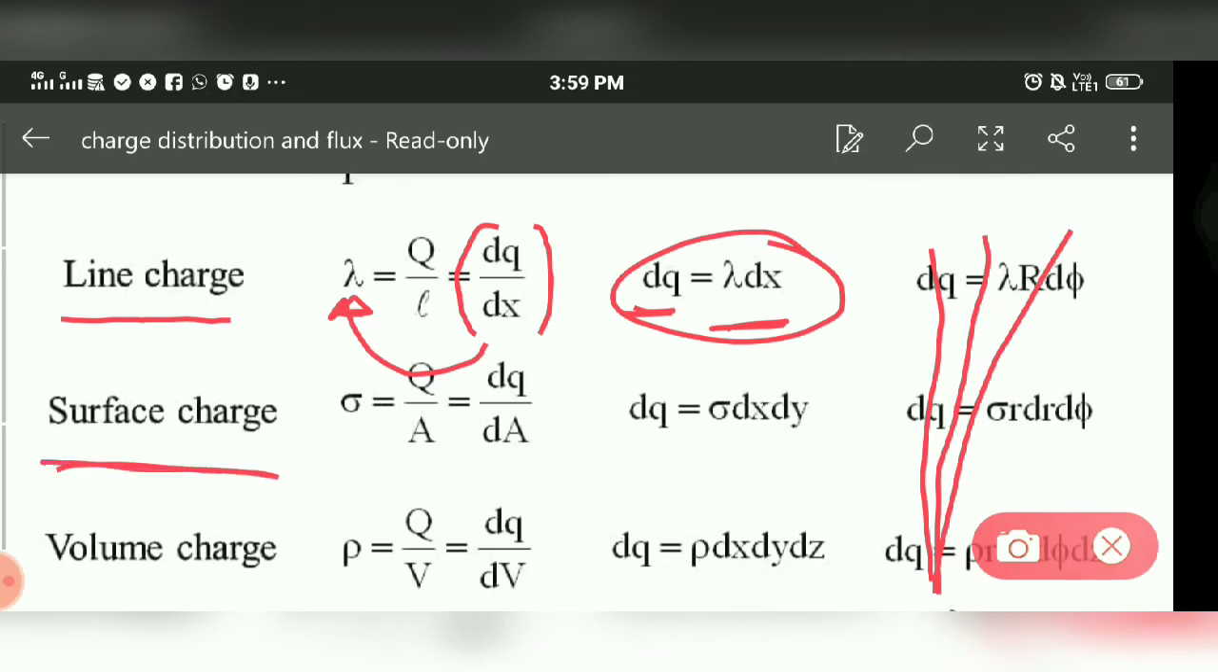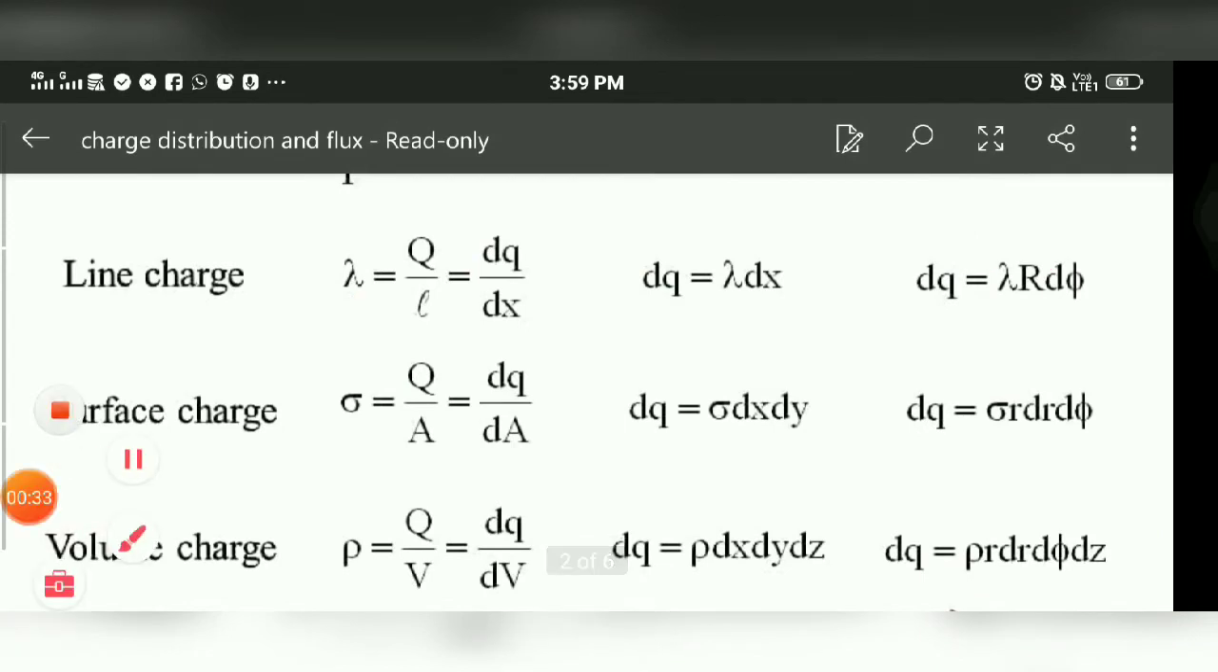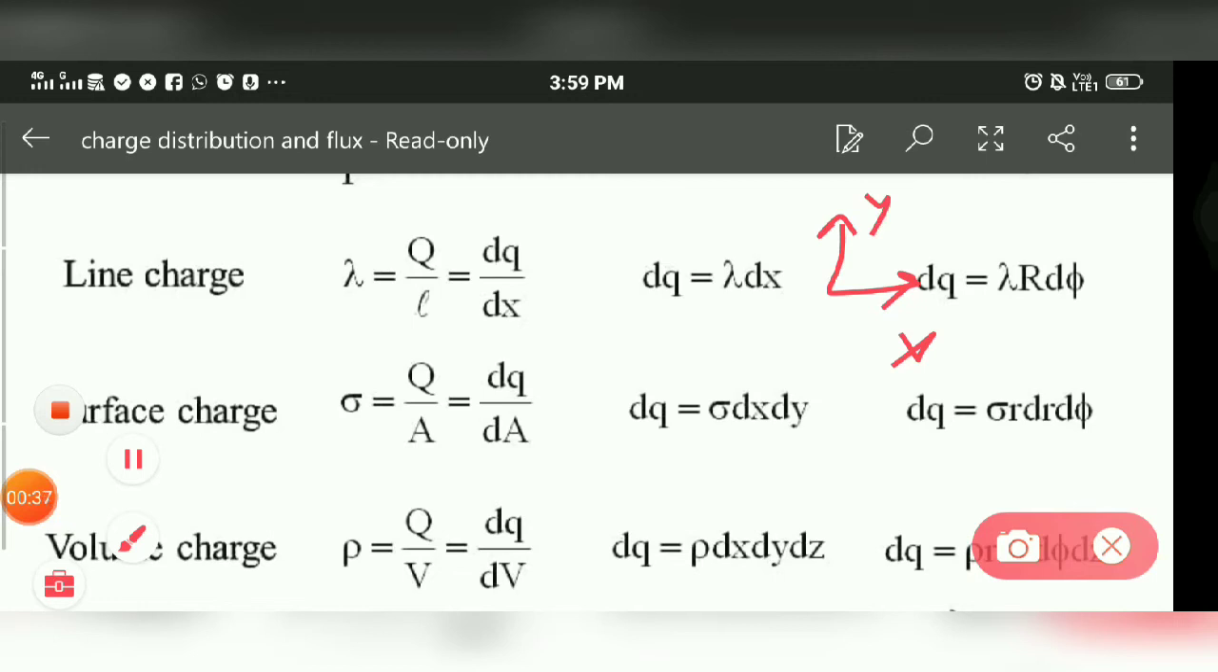And for the surface charge, it is represented by sigma. Sigma is equal to charge per unit area, or dq by dA. Now area, if we are taking the xy plane over here, this is x, this is y plane, for that the area is dx dy.